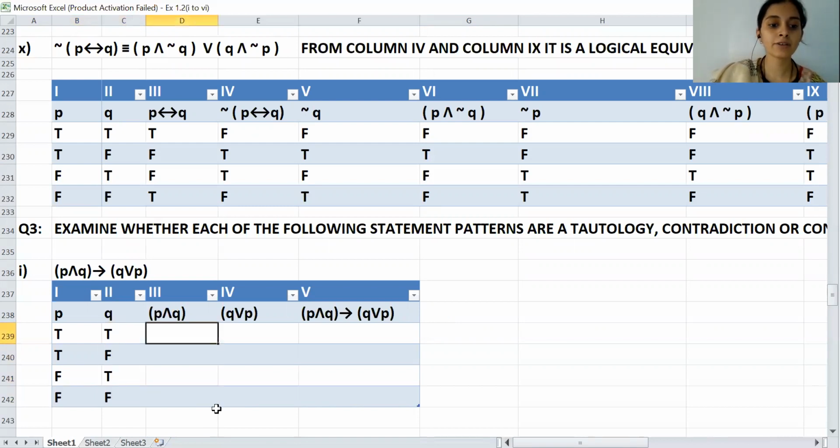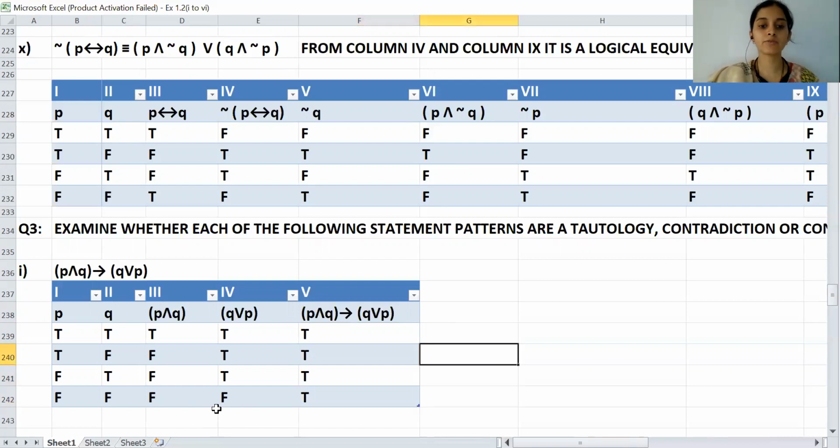Let us do P and Q. P and Q is true, false, false, and false. Normal AND table. Q or P: now it's the reverse order, remember that. True or true, true. F or true, true. F, T or F, true. And F or F is F. Now we have to do the implication of the third and fourth columns. True implies true, true. F implies true, true. F implies true, true. F implies F, true.